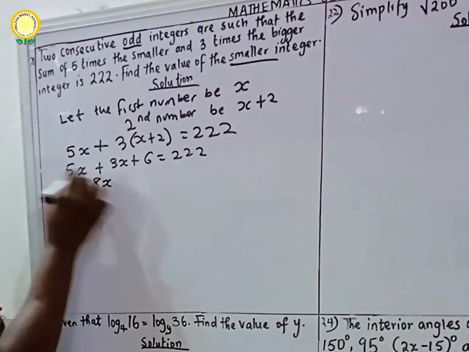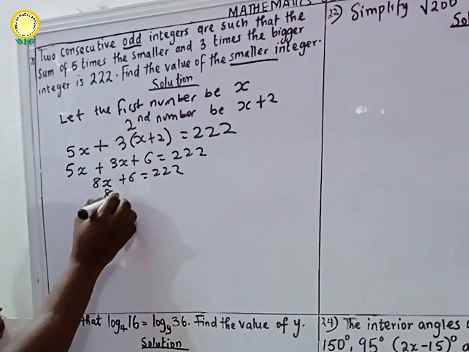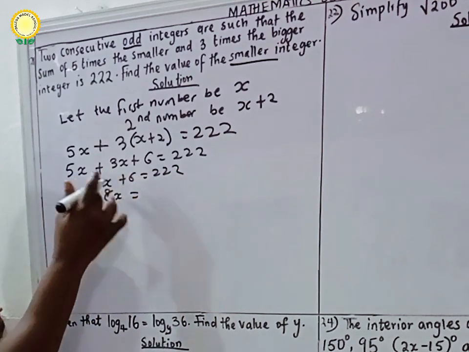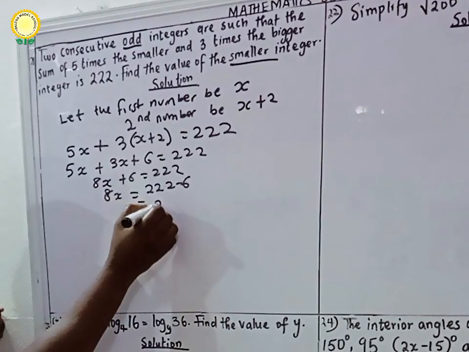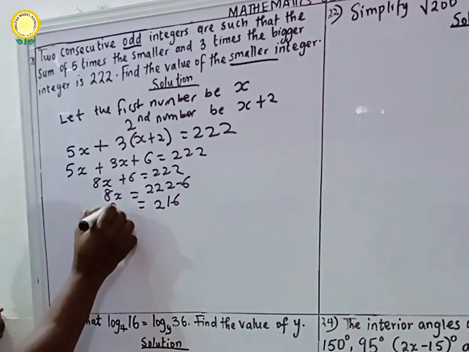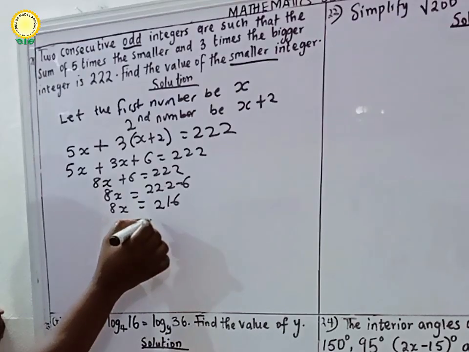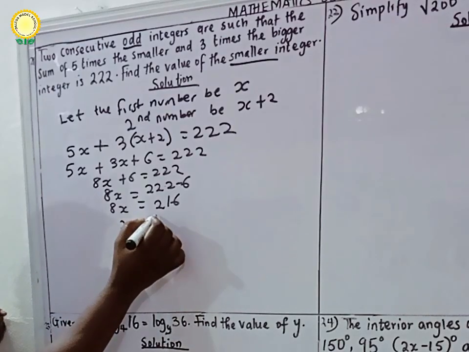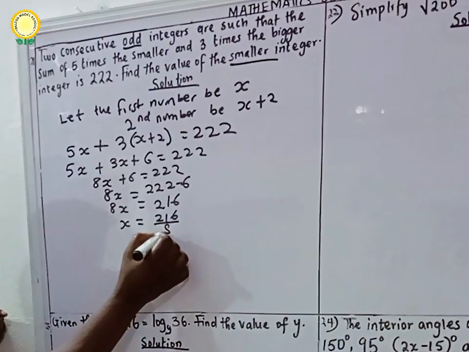So we have 5x plus 3x plus 6 equals 222. We have 8x plus 6 equals 222. 8x equals, take away 6 from both sides, will give you what? 216. So 8x equals 216. x equals what? 216 divided by 8.